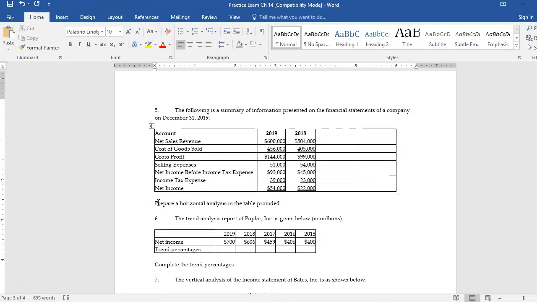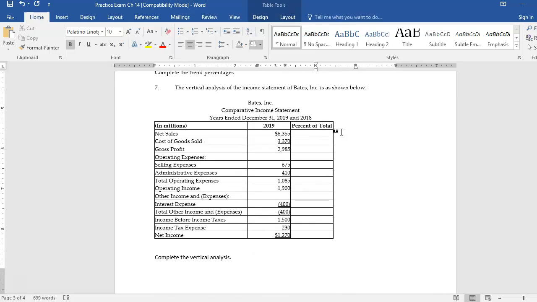All right, the following is some information presented on the financial statements of a company, and they want a horizontal analysis in the table provided. Okay, so the horizontal analysis is where you first have to figure out, oh, you know what? I already did this page. It's already posted. I'm going to skip it.